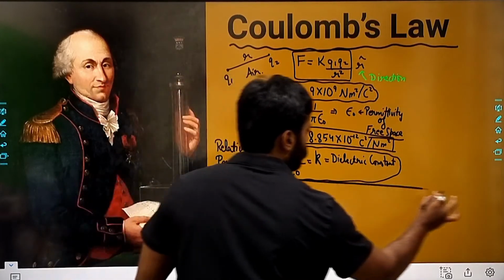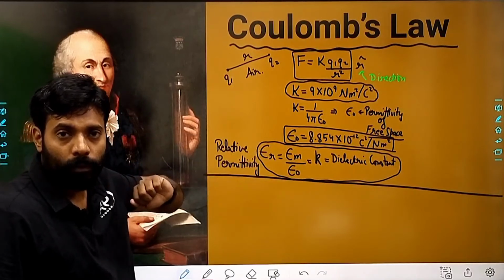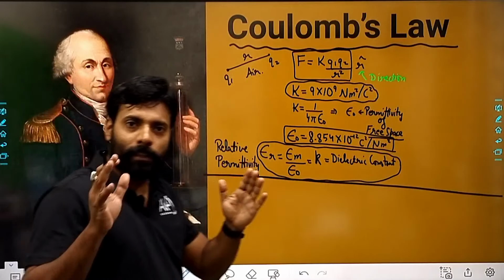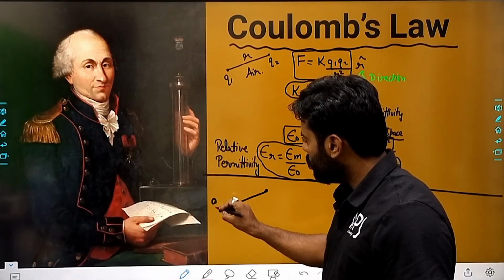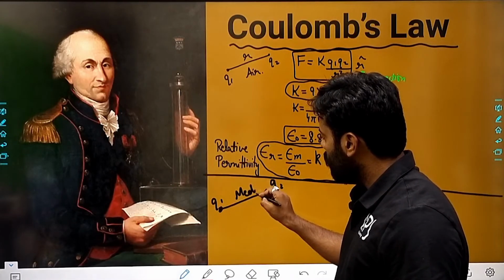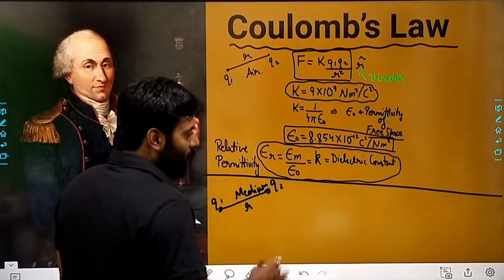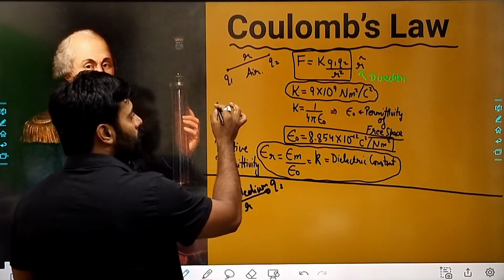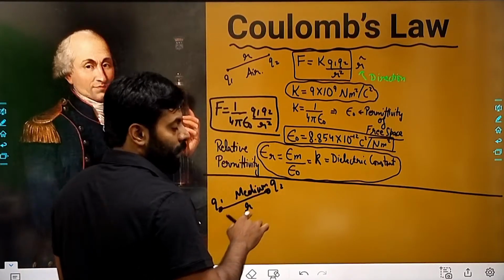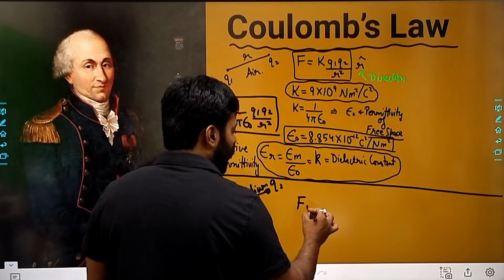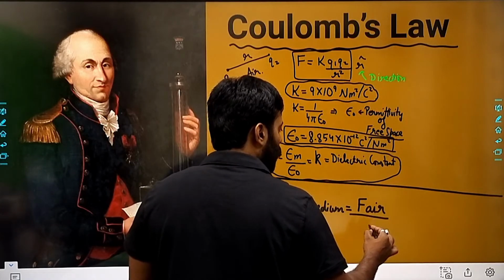Imagine that I am transferring this setup, Q1, Q2, which I am keeping in the air, and I am transferring this whole setup into some other medium. Then what will happen? Now you will be saying, sir, the only thing that will change is epsilon naught. It will be changed by epsilon m. So I can say that F medium will be equal to F air upon electric constant.